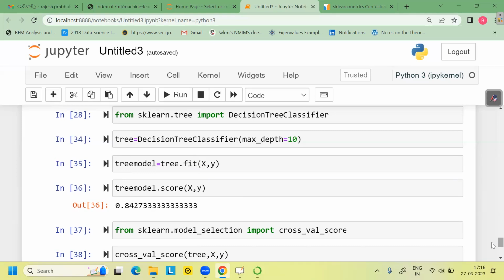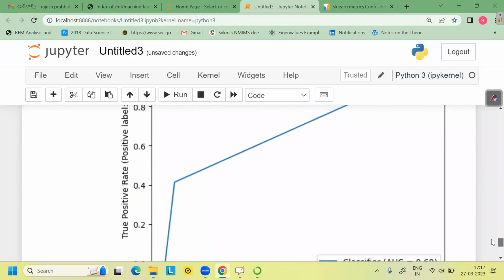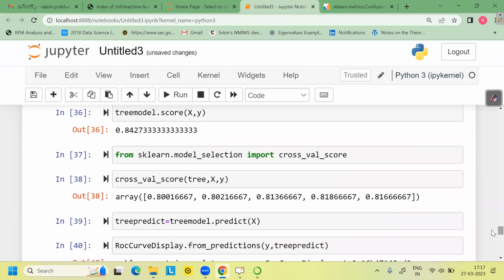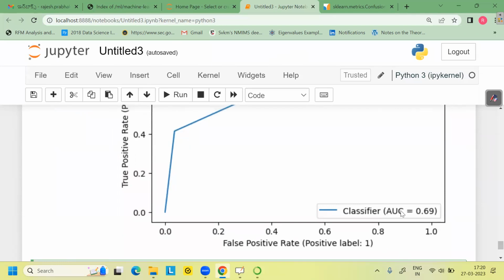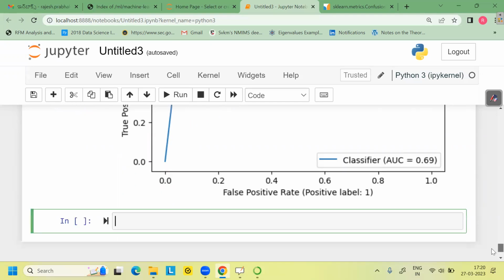How much AUC did we get for this decision tree? Area under the curve. Marginally missed the target, 0.69. So the ROC AUC is 0.69. See, the model seems good, but look at the AUC, 0.69. It should be above 0.70. So we are marginally missing AUC.